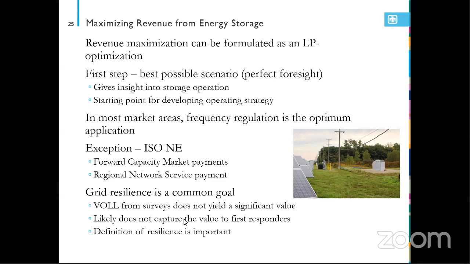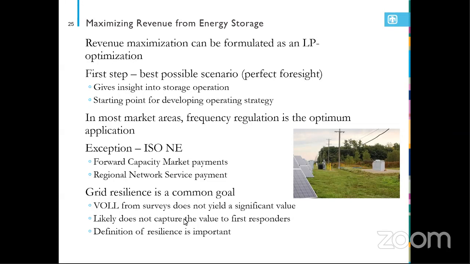And so if you run an optimization, it'll basically tell you to do frequency regulation all the time. In some ways, that's nice because you don't have to have any forecasting. You just do frequency regulation all the time. An exception is ISO New England.